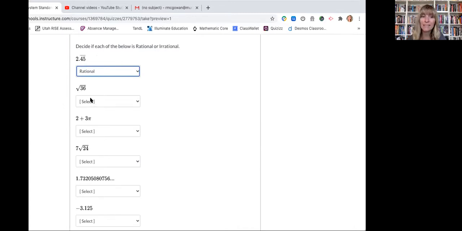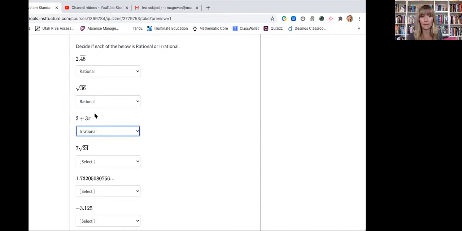Square root of 36 is rational. Don't just assume that if you see a square root that it's irrational. Why is it rational? Because 36 is a perfect square. If pi is involved, it's irrational. And if you're in doubt, grab your calculator.